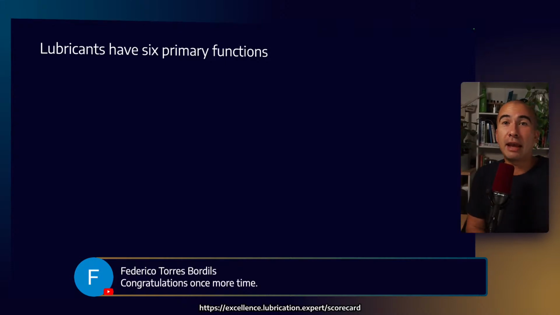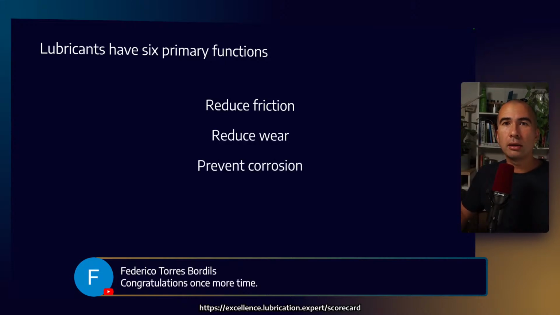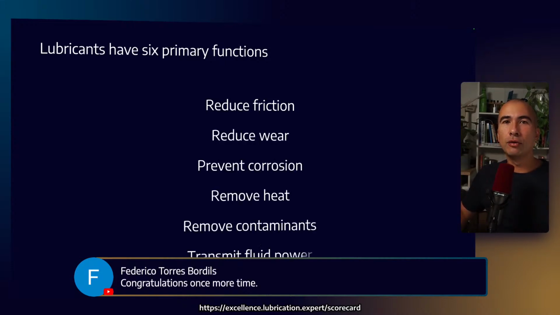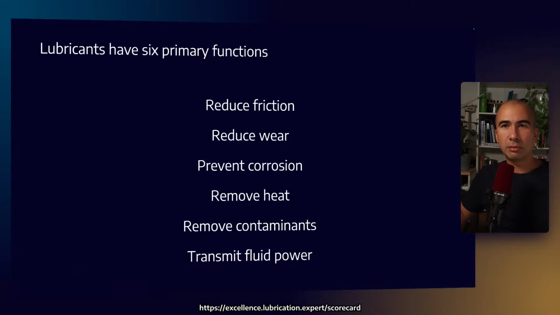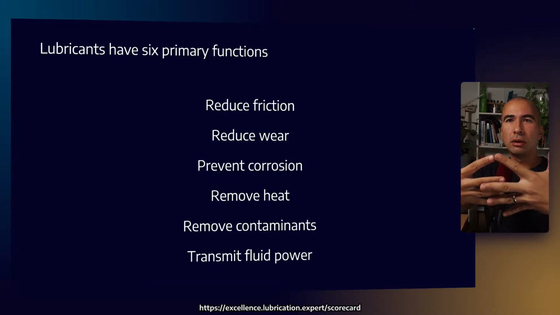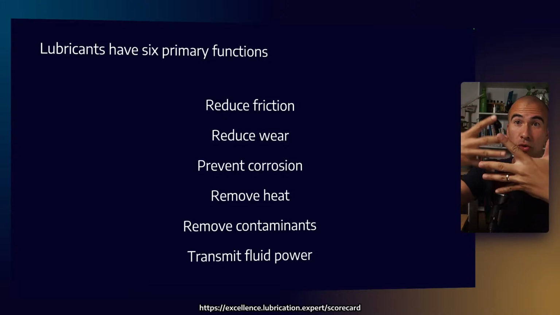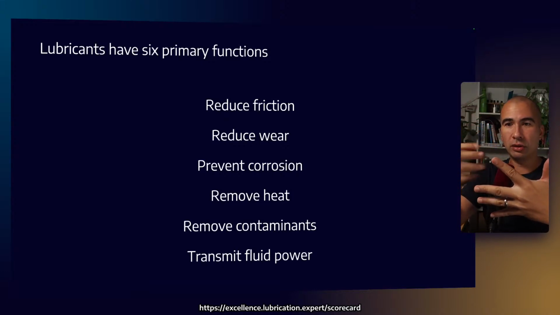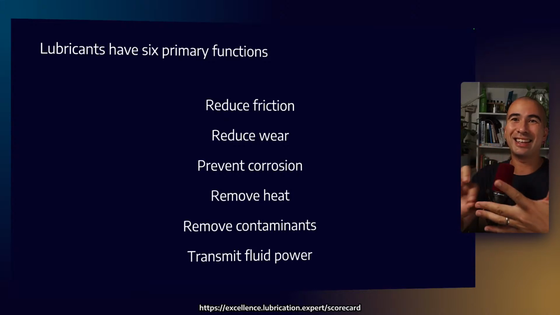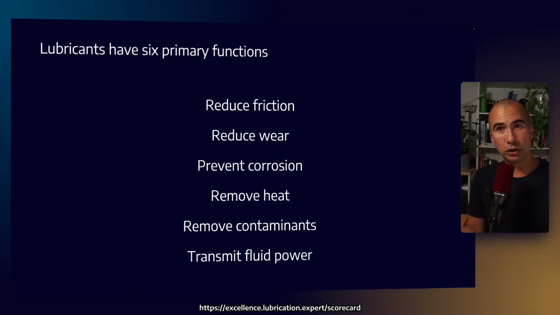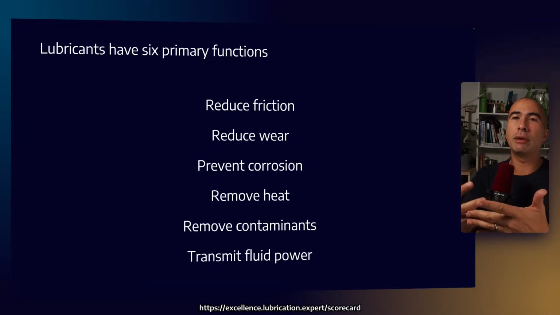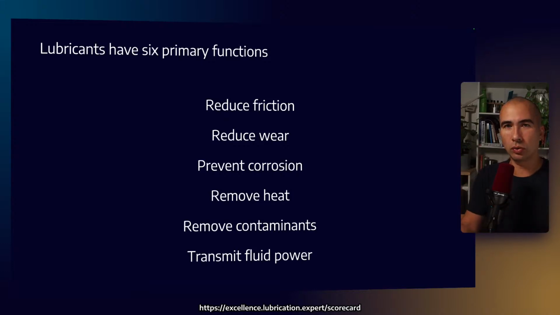All right, lubricants. They have 6 primary functions, right? Reduce friction, reduce wear, prevent corrosion, remove heat, remove contaminants, and just under the comment, transmit fluid power. Reduce friction and reduce wear are kind of two sides of the same coin. So if we can get separation between metal surfaces, for example 2 gear teeth, with a film of lubricant between them, it is obviously going to reduce friction, but also because we don't have the metals in contact with each other, it is also going to reduce wear.